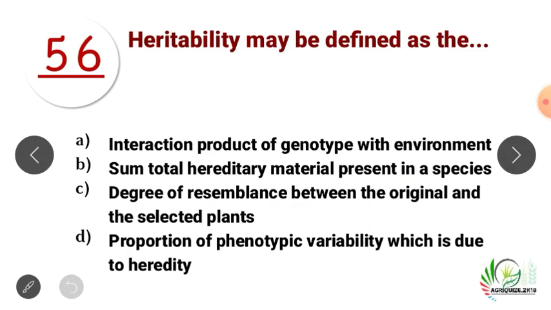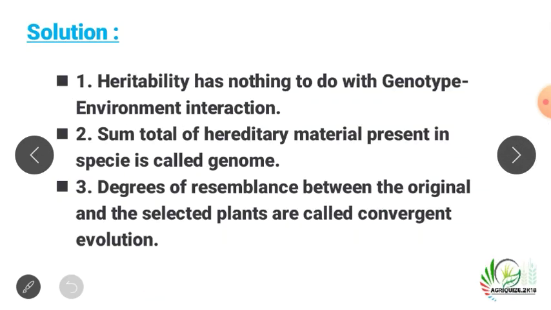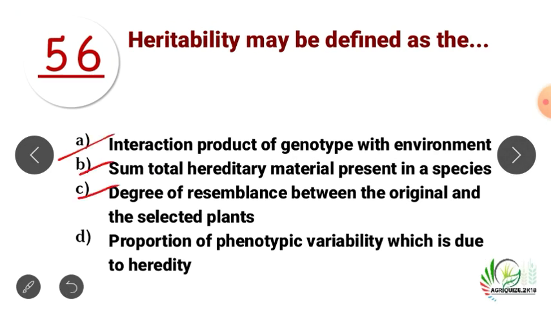Question number 56. Heritability may be defined as, here option D is correct, the proportion of phenotypic variance which is due to genotypic variance. Heritability has nothing to do with genotype environment interactions. The sum total of hereditary material present in a species is called the genome, and the degree of resemblance between the original and selected plants is not called convergent evolution. Thus, the first three options are not correct. Option D is the correct answer.